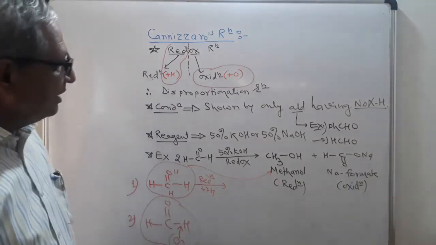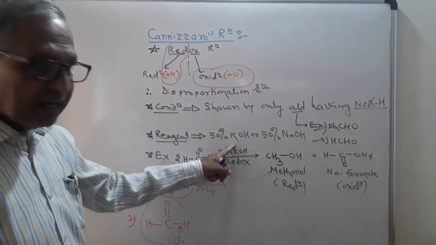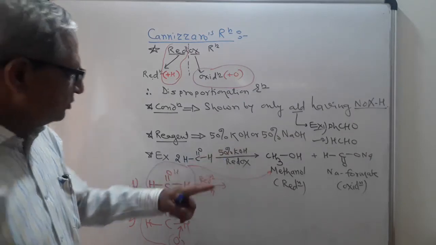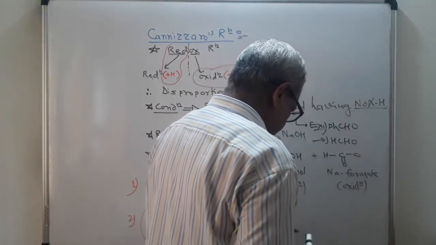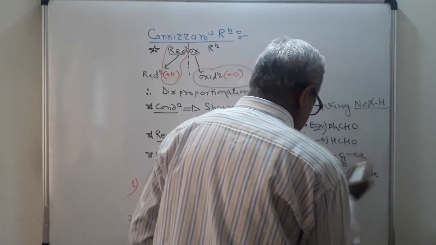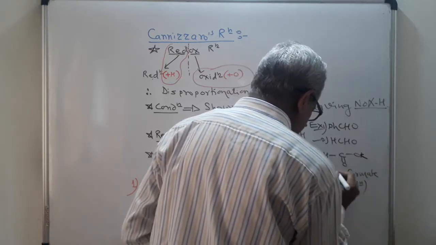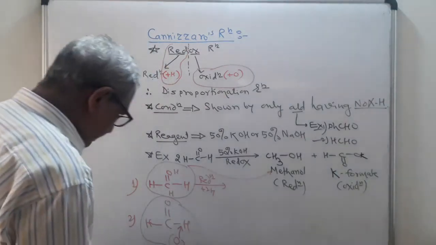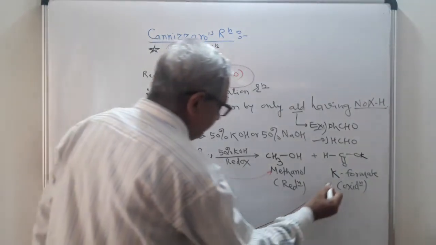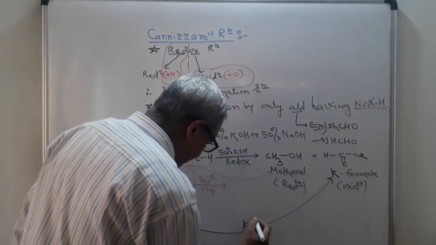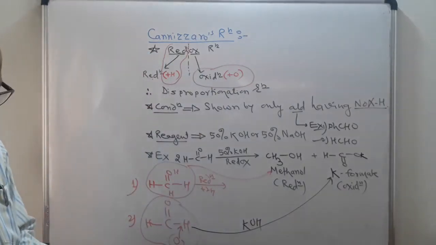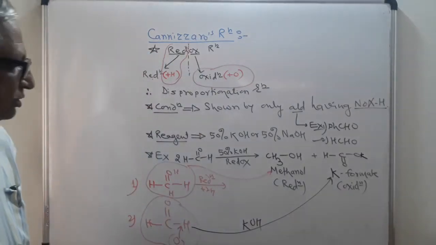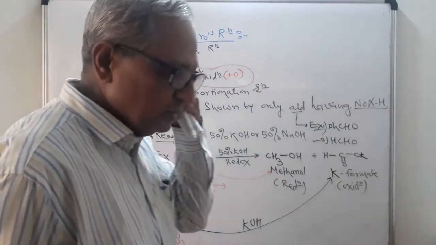But remember that the reaction medium is alkaline. Therefore, here potassium is there, not sodium. It is potassium formate. So you will get this structure immediately, because it will react with the KOH. A neutralization reaction will take place, with formation of salt and water. So this is the important point here.